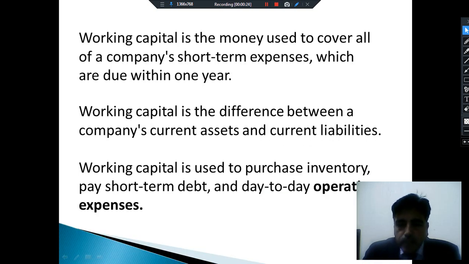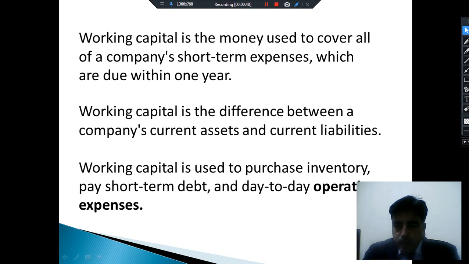Working capital is the amount which is used to cover all of the company's day-to-day operations and short-term expenses which are falling due within a 1 year period of time, not beyond the 1 year period of time. Because if we talk about beyond 1 year, then we mean something else, which is known as the fixed capital.